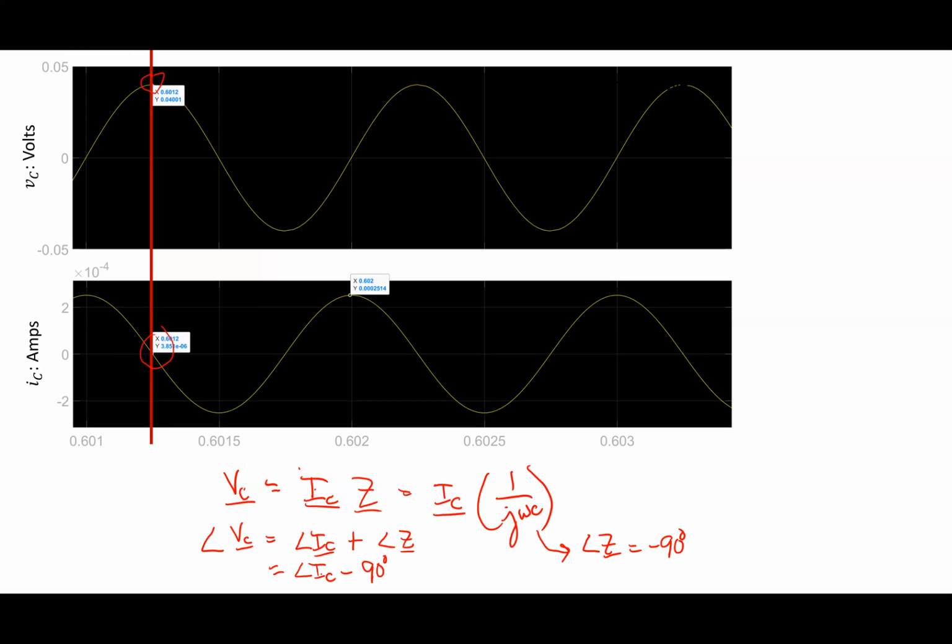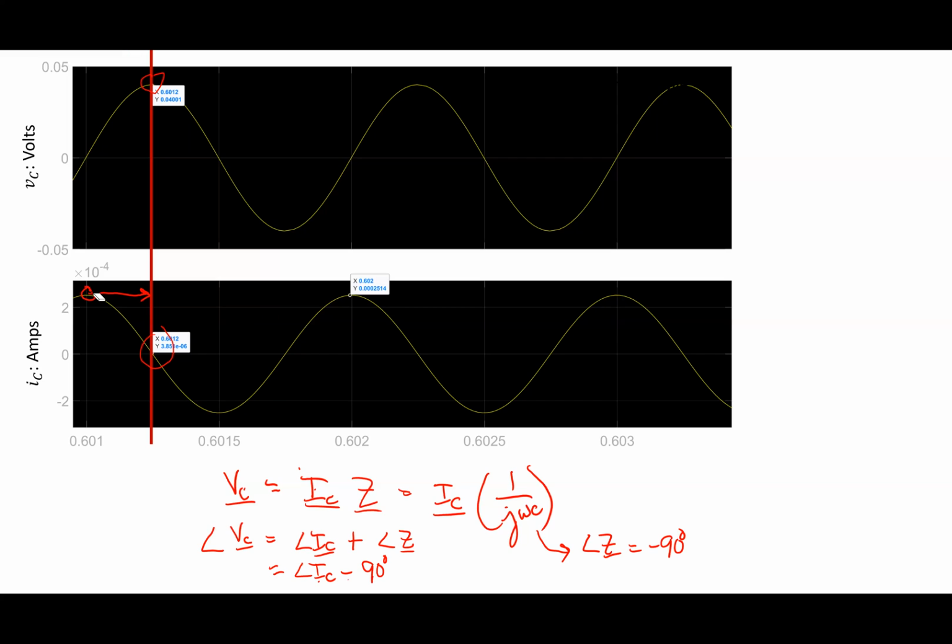What this says is take the angle of the current and subtract 90 degrees from it. If I took a sine wave and added -90 to its phase, which direction would I shift it? I'd pull it to the right. So if I took the current and pulled it over 90 degrees to the right, it would line up with the voltage.